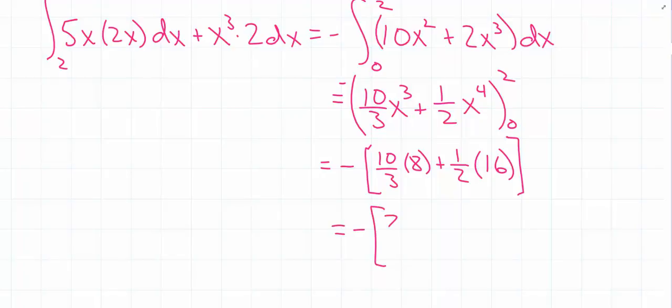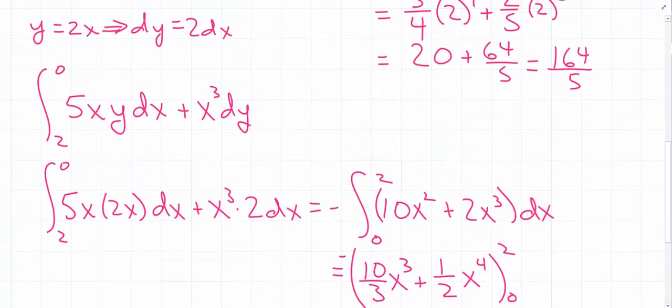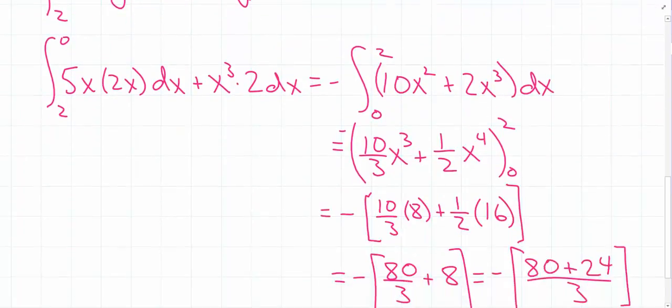This is going to be 80 over 3 plus 8, right? Now, that's going to be, let's see here, negative 80 plus 3 times 8 is 24. So what is that? 104 over 3, negative 104 over 3. Okay? All righty then. Let's go back up. So we got to add 164 over 5.